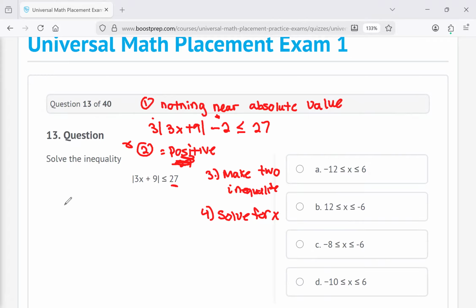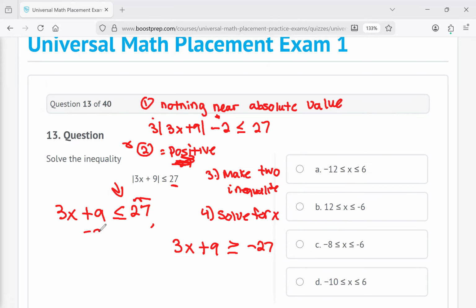I know this is positive 27, so I know there is a solution. I'm going to write out my two inequalities. My first one is basically this without the absolute value. The second one is the same thing, only you flip the sign, so it's going to be greater than or equal to, and you make this 27 into a negative 27. That's it. Then step 4 is solve for x.